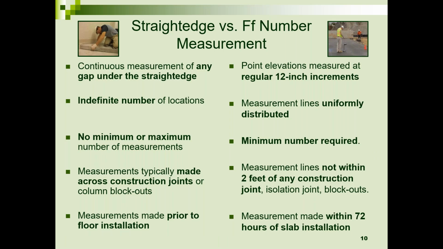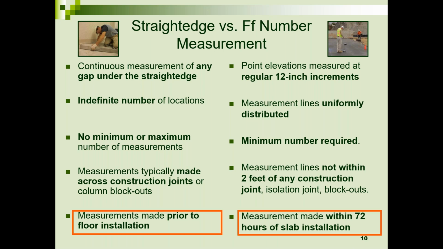Whereas with the straight edge, as we see on the left here, the contractor will put the straight edge down as many times as he wants in any and every direction that he wants, across construction joints. Whereas measuring FF numbers is a very precise, regimented process, if you will. But the biggest difference between these measurements for floor flatness, substrate flatness, is the timing. Looking on the left, the straight edge measurement is done prior to the floor installation. FF numbers have to be measured within 72 hours after slab installation.